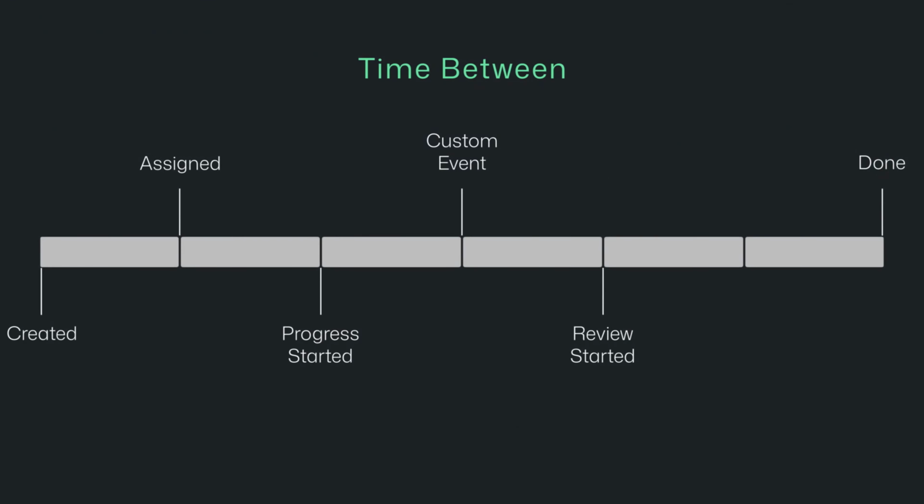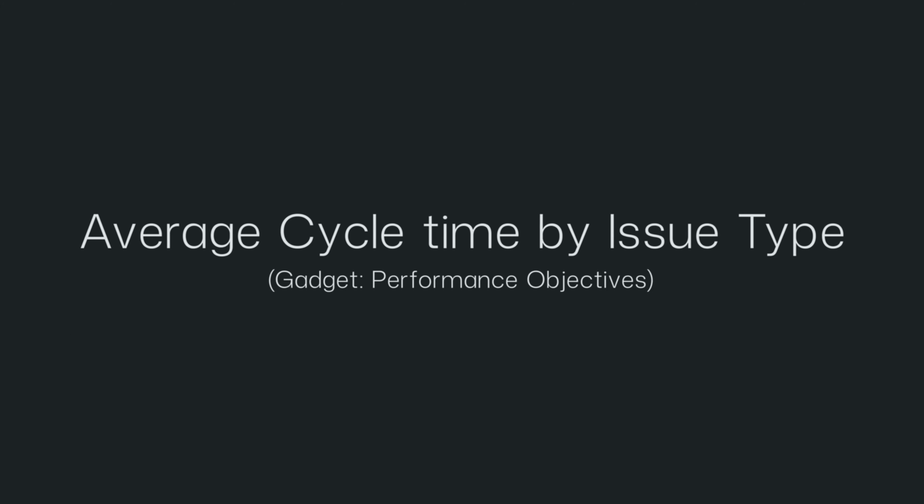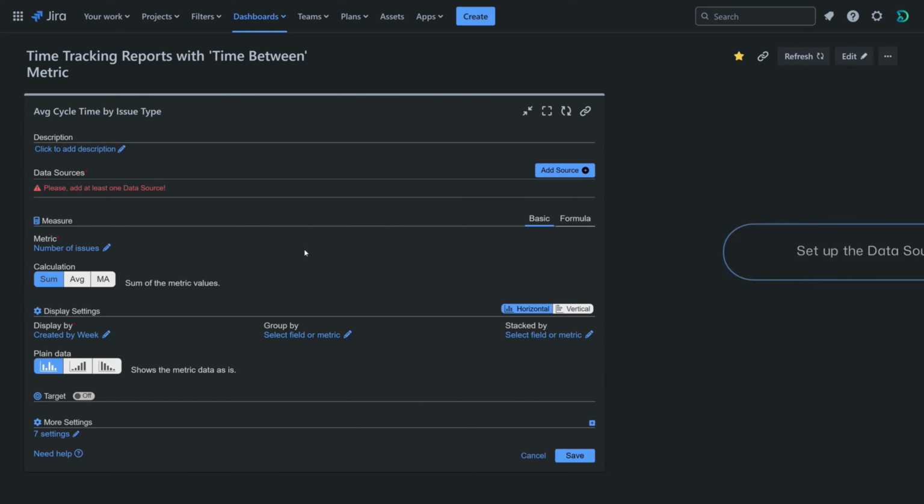Let's start by calculating the time between progress started and done, also known as cycle time. We'll set up an average cycle time per issue type report. Set up the data source, filter for resolved issues within your desired project and time period.